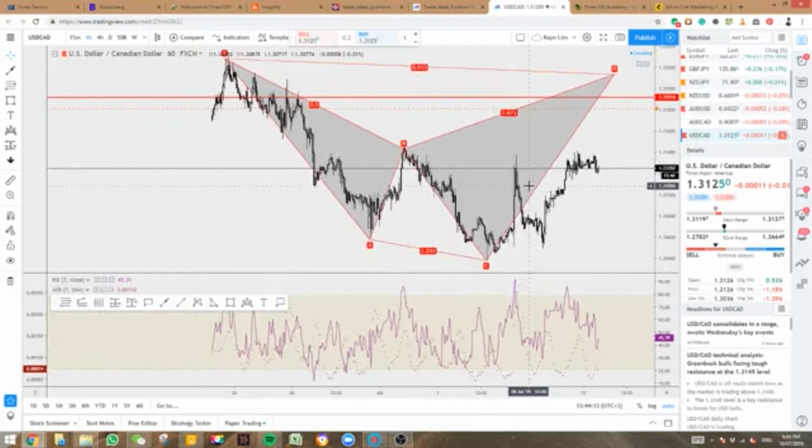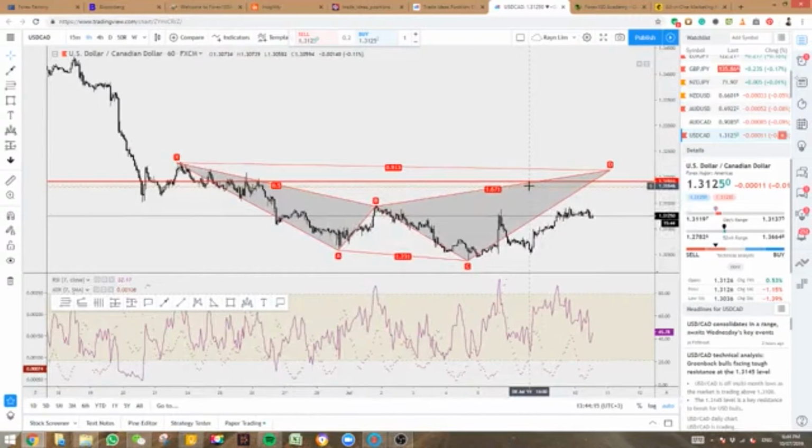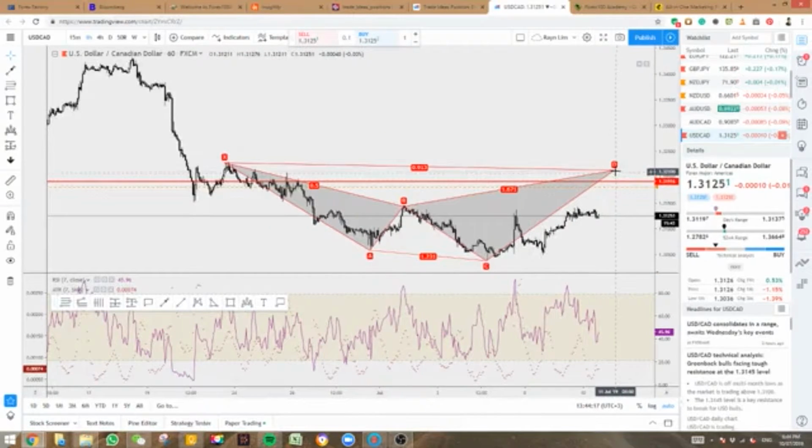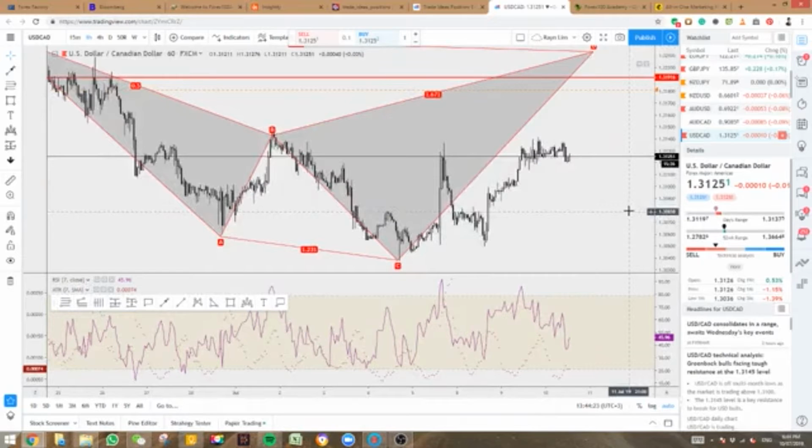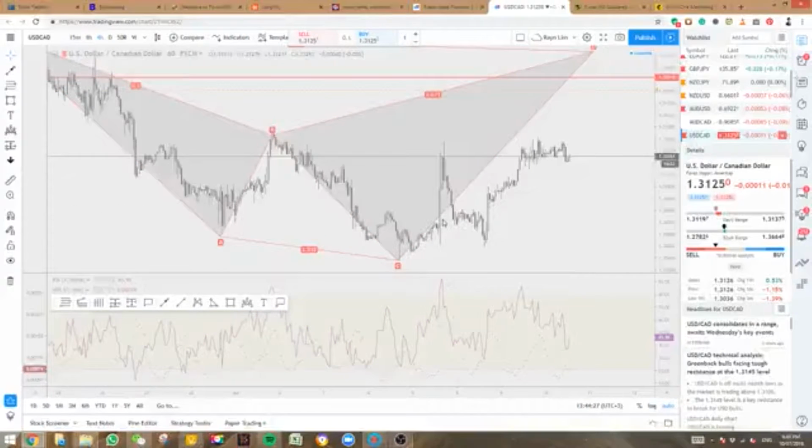Okay, on the 1 hour chart, there is a sharp pattern completion at 1.3213 for a trend trading opportunity. Okay, that's dollar cat.